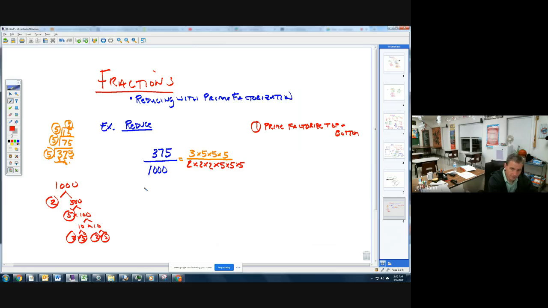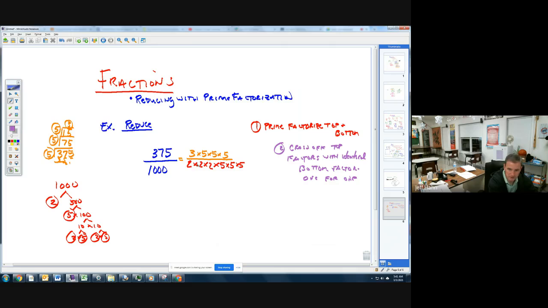So now that I have them prime factorized, here comes the important step. Step number 2 is you can cross off top factors with identical bottom factors, one for one. And that's a pretty simple little process.